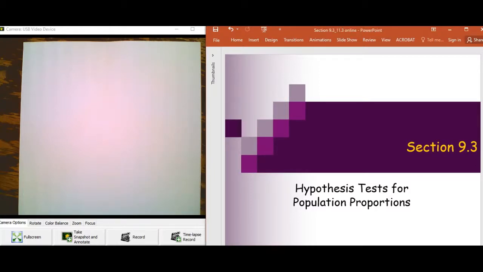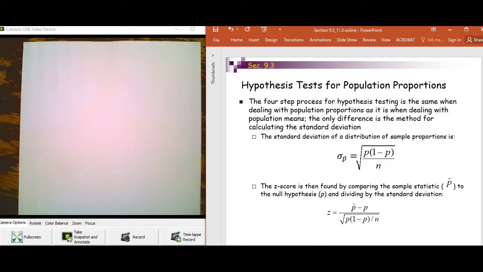So section 9.3 deals with hypothesis testing for population proportions. In 9.1 and 9.2, we saw two separate tests for the population mean. That was when sigma was given and when it was not given. Here we're going to be dealing with a hypothesis test for the population proportion instead of the population mean. The procedure for hypothesis testing for a population proportion is exactly the same as that for the population mean. The only difference is with calculating certain test statistics and things like that.